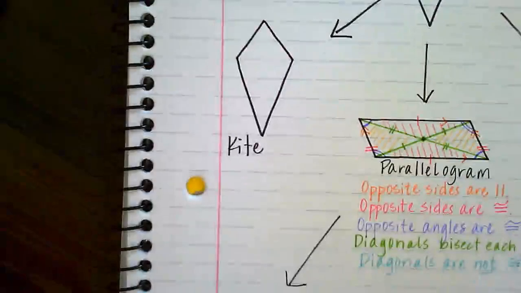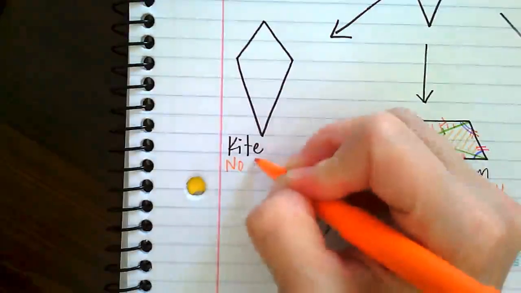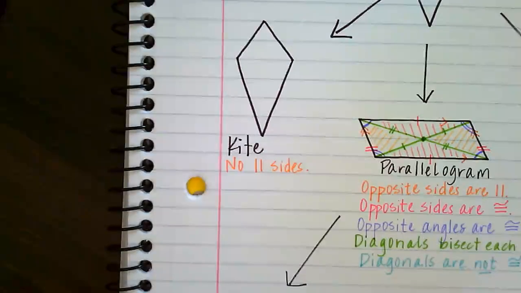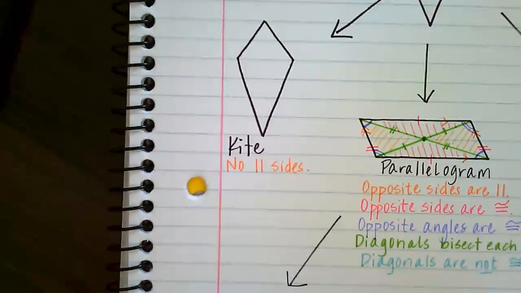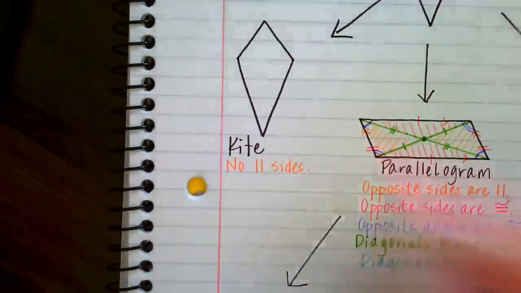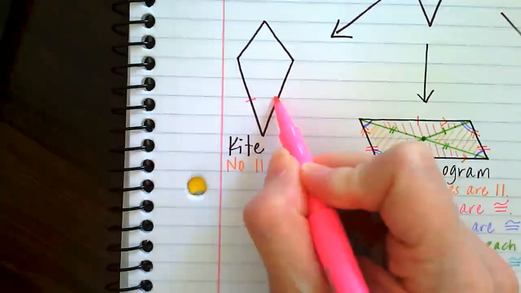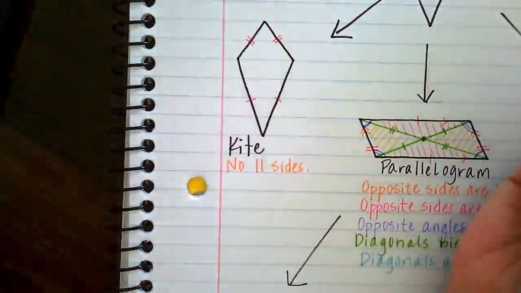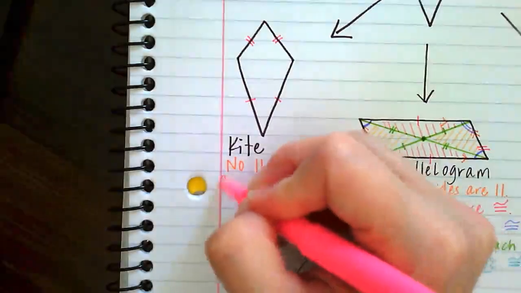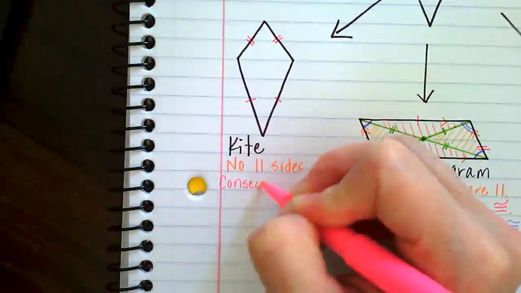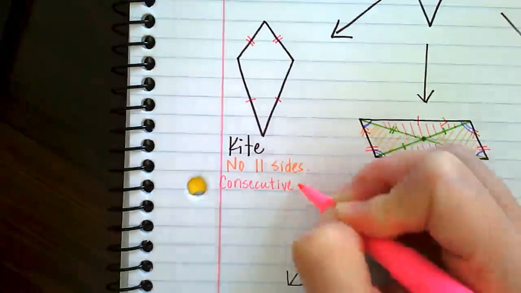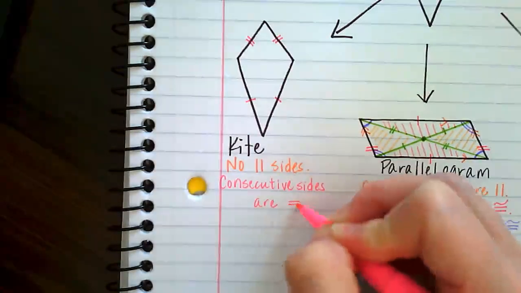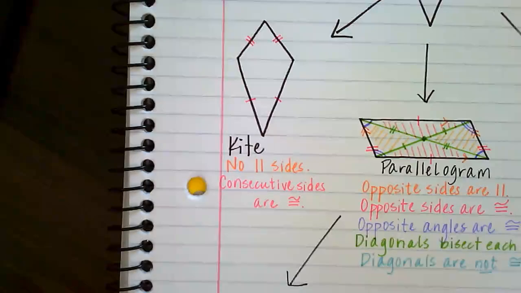All right, so this one is quite different from all of the others. It's still a quadrilateral, but there are no parallel sides, so nothing is parallel. Opposite sides aren't congruent, but consecutive sides are. So this side is congruent to this side, and this side is congruent to that side. So I'm going to say consecutive sides are congruent. All right.